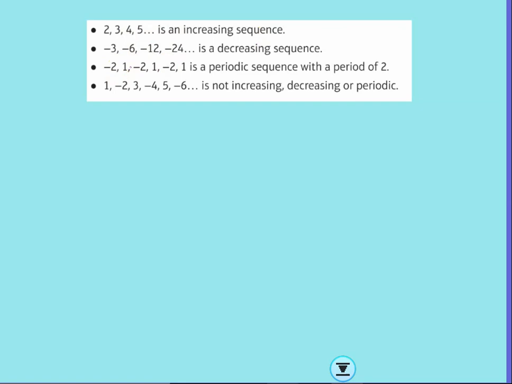Sorry, a period of 2. Yeah, I think you can say order as well, I'll check that. Now, 1, minus 2, so that's going down, and now it's going up, so it's not increasing or decreasing. But it could still be a periodic sequence. If it kept going, there might be a huge order or huge period. But there isn't, so it's just neither. It's not very interesting.